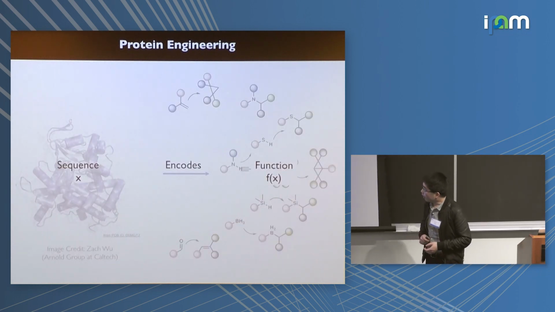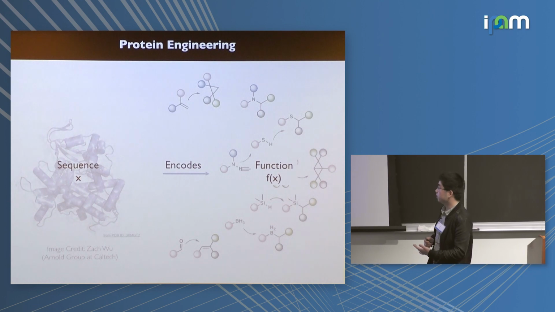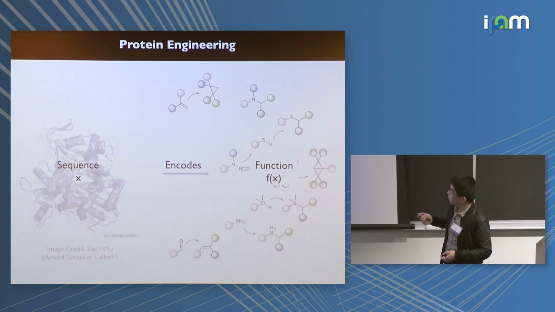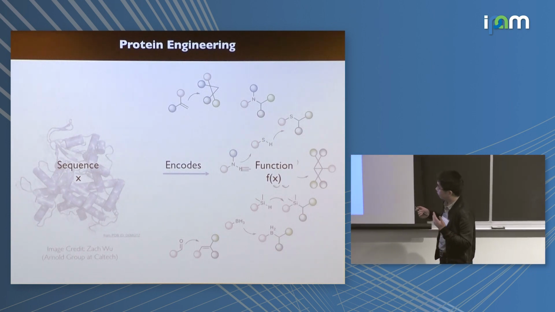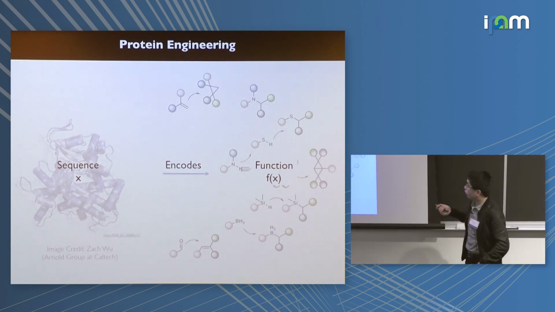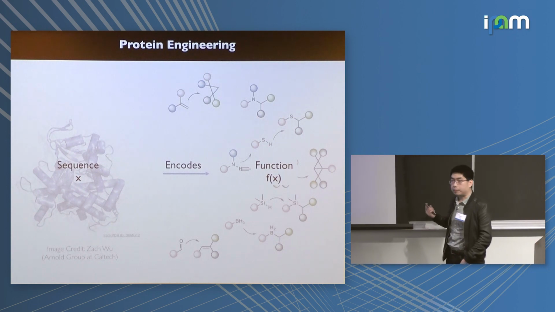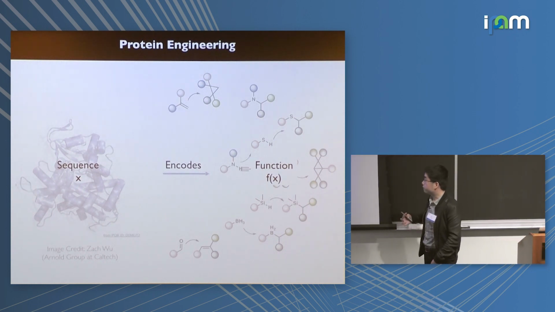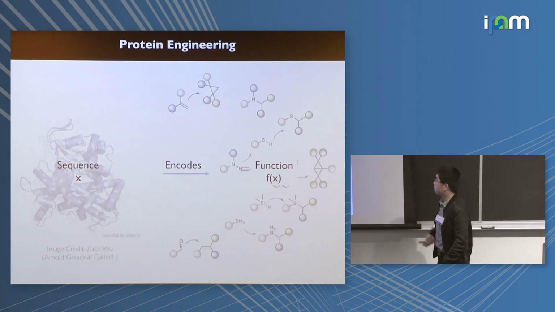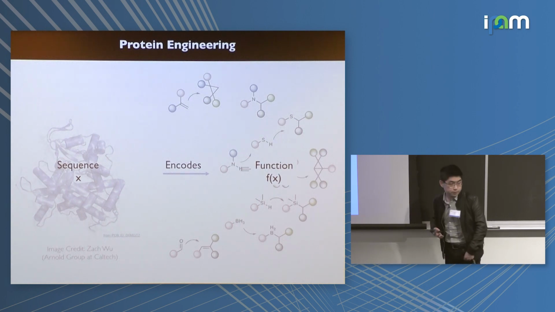So the mathematical problem is again similar to the previous problem we have seen. We have a sequence embedded in, for example, a d-dimensional space, and we encode the fitness function using some black-box function, and our goal is to find a function optimizer via the fewest number of iterations.